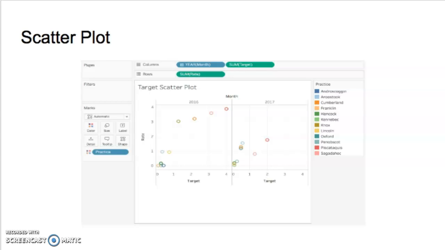The Franklin practice had the lowest rate total out of the 12 practices for the year 2016. The rate sum was 0.00 with a target sum of 0.300. Kennebunk had the lowest rate sum out of the 12 practices for the year 2017. The rate was 0.011 with a target sum being 0.150.